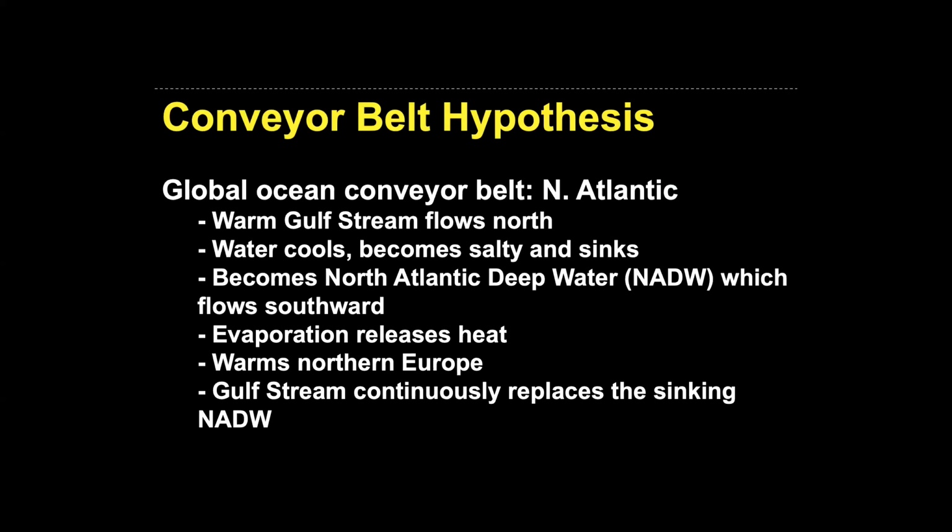The conveyor belt hypothesis. So this right here is saying the following. The global ocean conveyor belt is in the North Atlantic. The Gulf Stream flows all kinds of warm water towards Europe. That water cools, becomes salty, and then sinks. And then it creates, remember that thermohaline circulation?